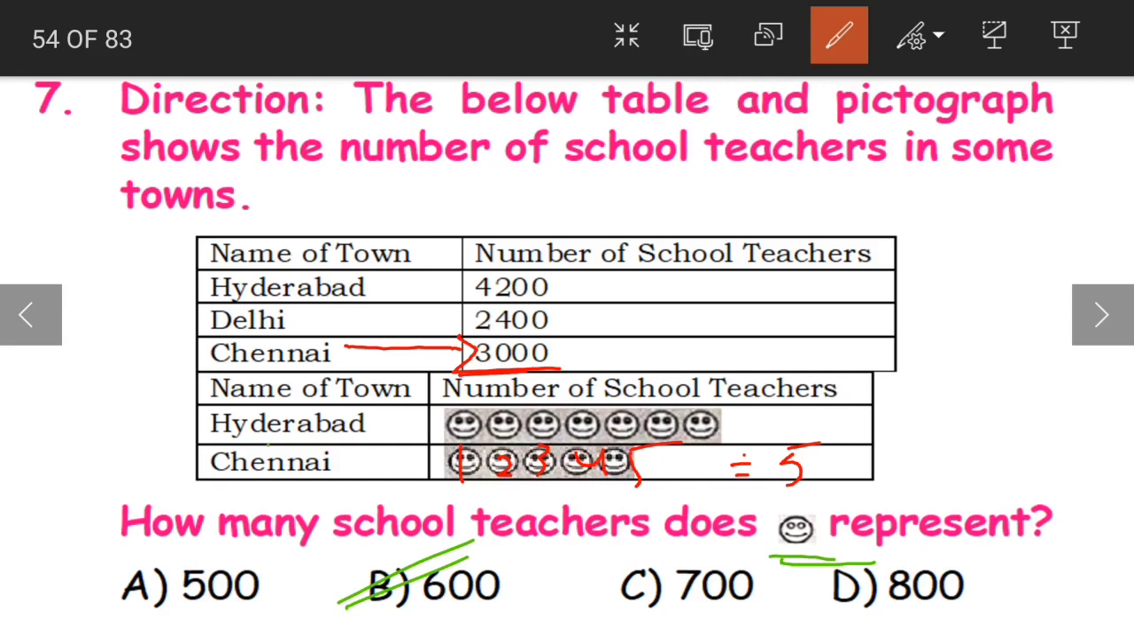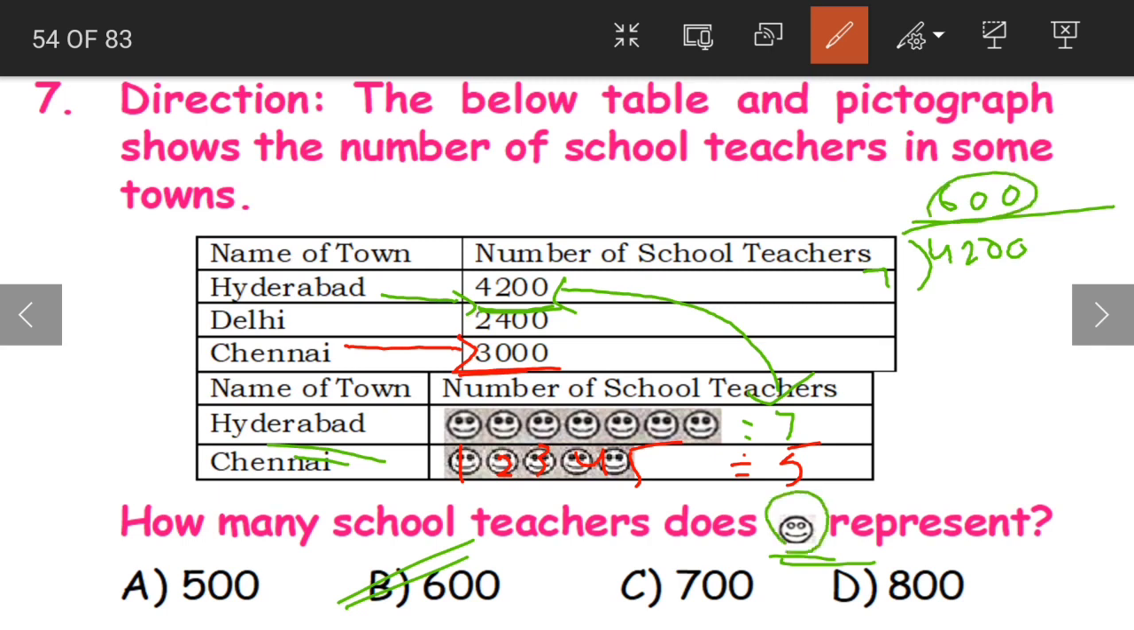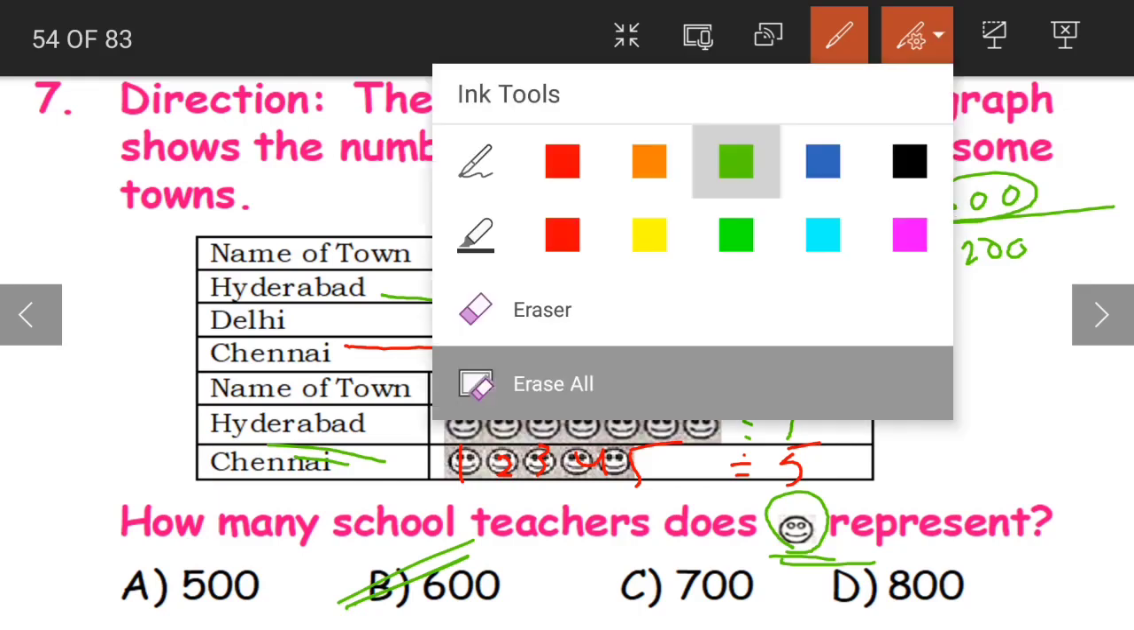Again here we are having Hyderabad also, yes. So for Hyderabad we are having 7 smileys. And what is the number for Hyderabad? It is 4,200. You can divide 4,200 by 7. Even upon doing that you will get 600 only as the quotient. So 1 smiley represents option B, 600.